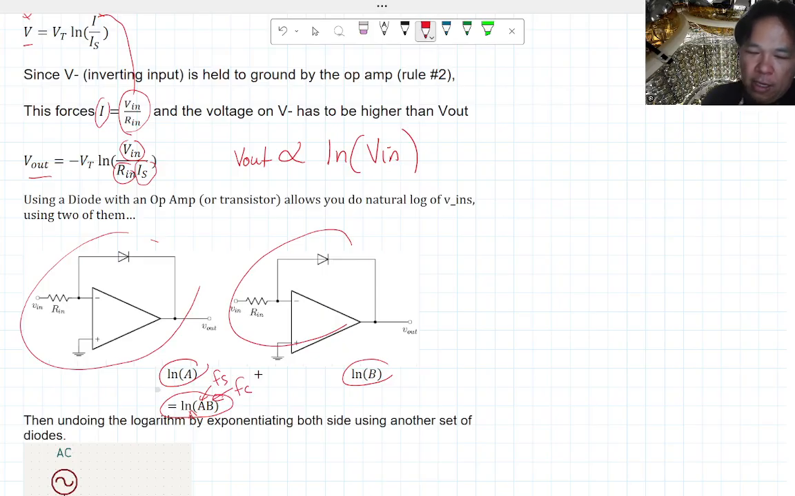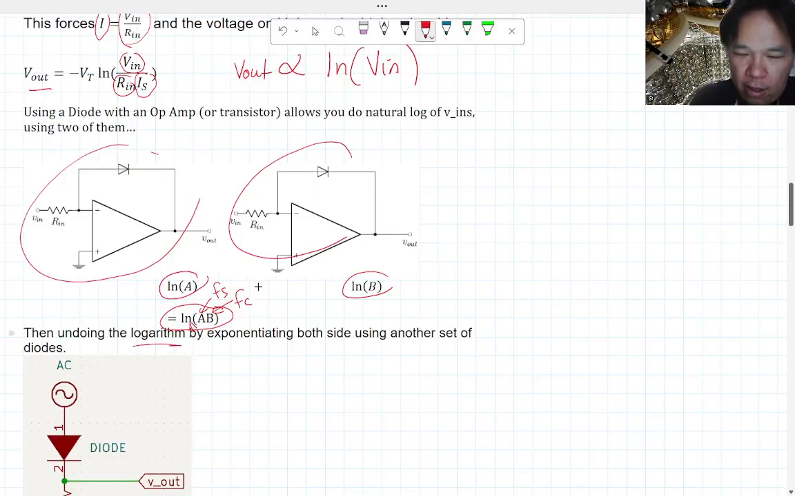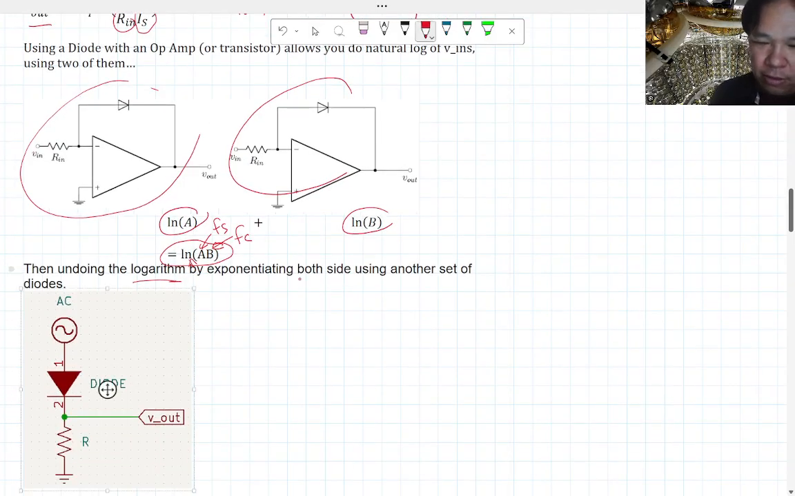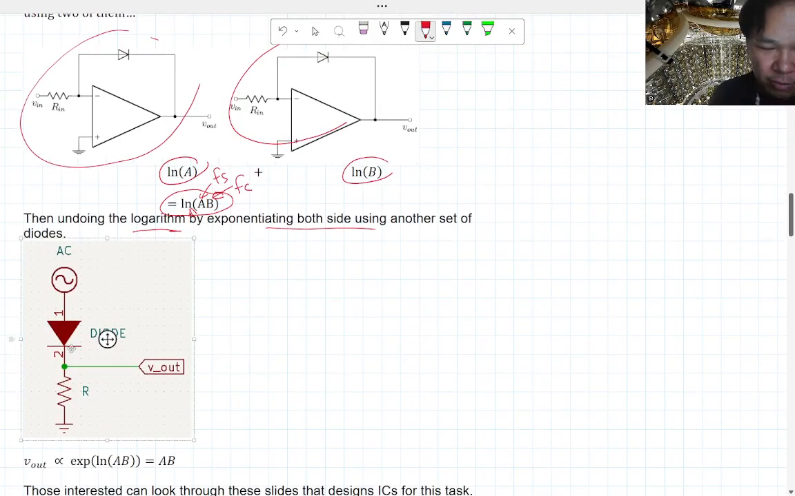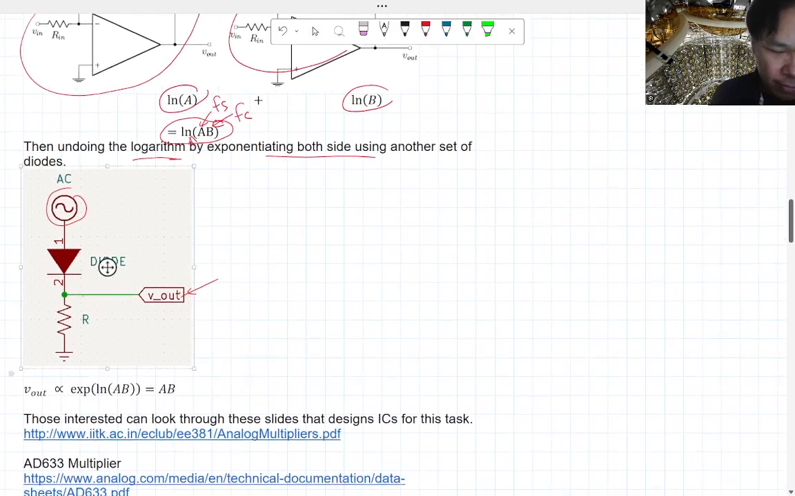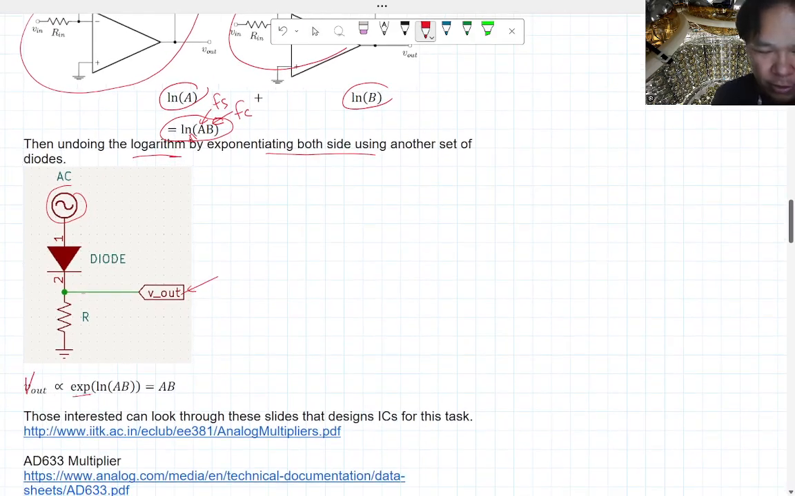Okay. Of course, in order to undo this logarithm, because in the end you don't want the log of Fs times Fc, you want Fs times Fc by itself, the way you do this is you use the diode once again, and this is actually much simpler. You don't even need to amplify it. If you pass the signal through a diode with a resistor, the V out here is going to be proportional to the exponential of the natural log of A and B. Then if you exponentiate the natural log, you undo that natural log, and you just get A and B back. Okay.